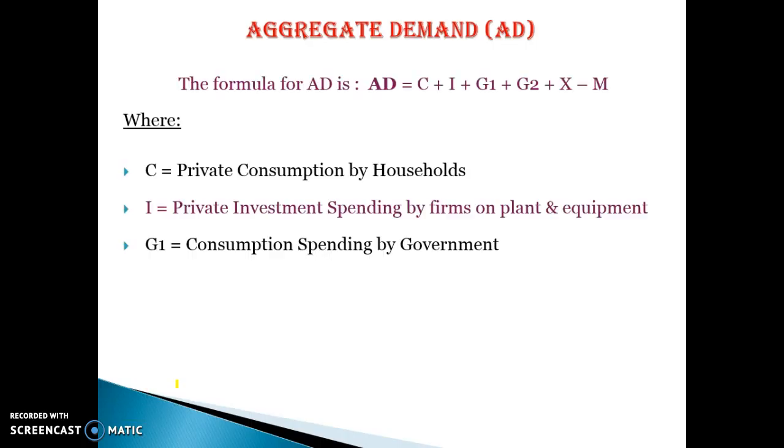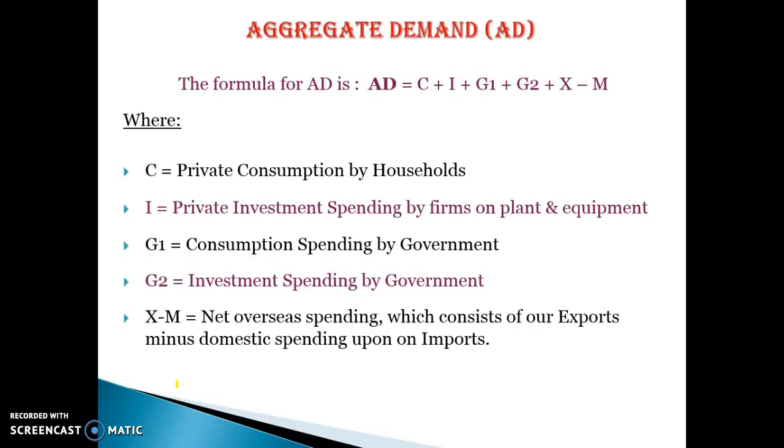Okay, the formula for aggregate demand is C plus I plus G1 plus G2 plus X minus M, and I'm going to talk about that in the next video.